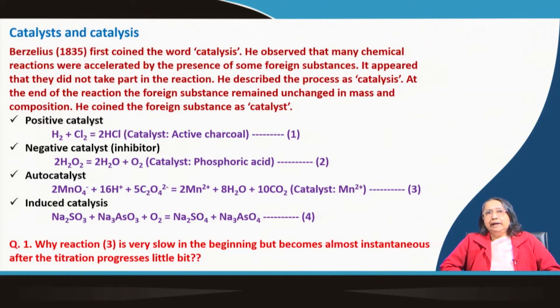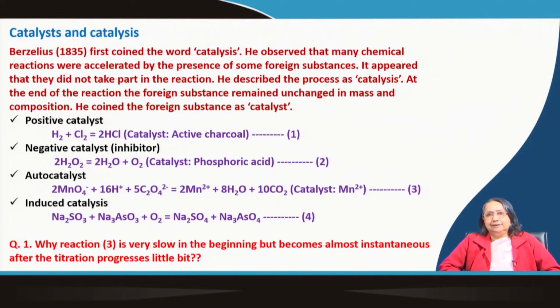Okay. And for negative catalyst, I have already told you that when we store H2O2, we do not want it to decompose, right. So, if we do not want that, then what will we do? We will use something which is a negative catalyst, that means something which will slow down the process of decomposition. Okay. So, that is done. Phosphoric acid can do that.